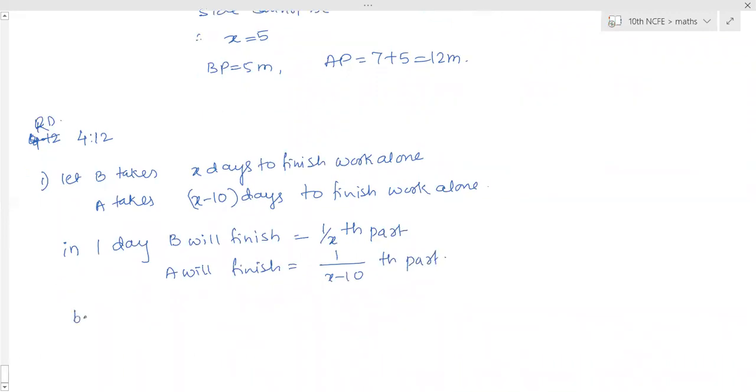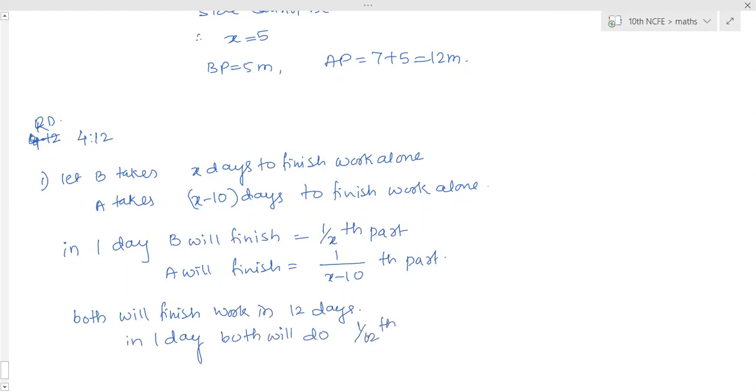Then both of them together are finishing in how many days? 12 days. Both will finish the work in 12 days. So in one day, how much part of the work will both do together? 1 by 12th part.